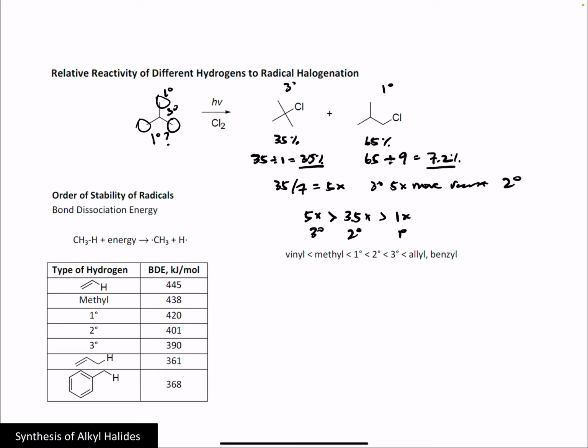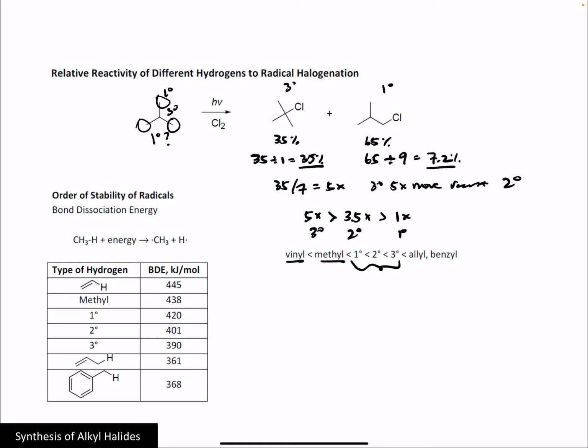And why is that? It has to do with the radical stability, right? In the mechanism, the rate limiting step is the formation of a radical. And different radicals have different stabilities, just like carbocations. So, actually, this is reversed: methyl, vinyl, then primary, secondary, tertiary. The more substituted the radical, the more stable it is. So this is very similar to carbocation stability.